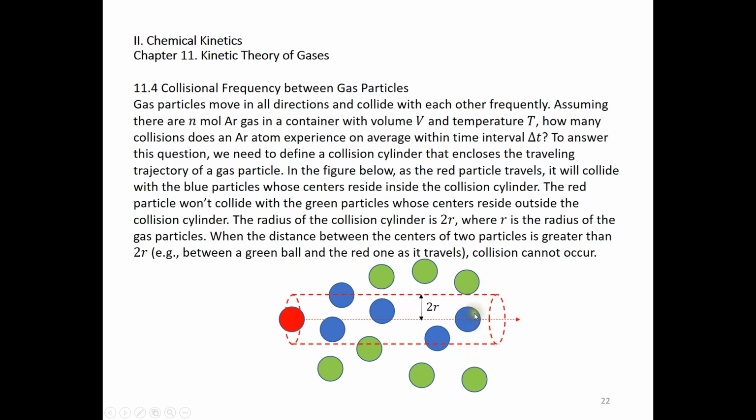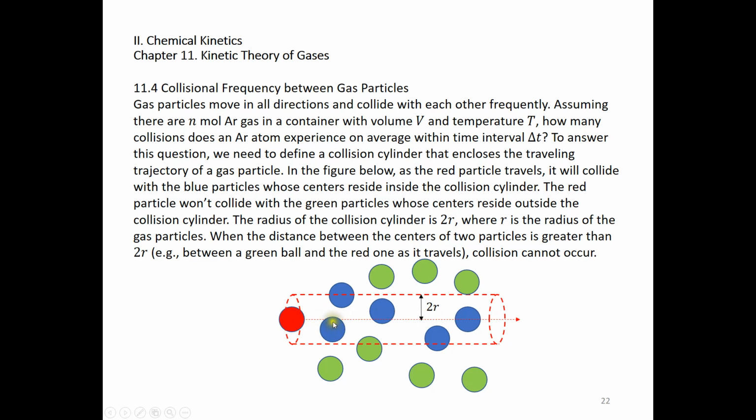Well, it's because we're imagining the traveling of the red sphere from left to right. This cylinder has a radius of 2r, where r is the radius of one gas particle. So from here to the center, that's r, and from here to here, that's r. We draw a cylinder that encloses the trajectory of this moving particle, with a radius of 2r.